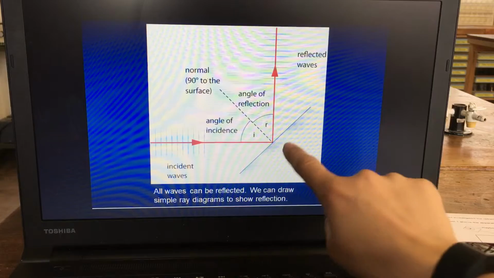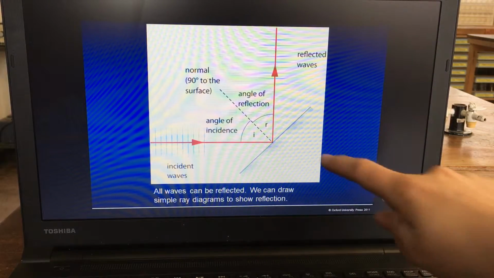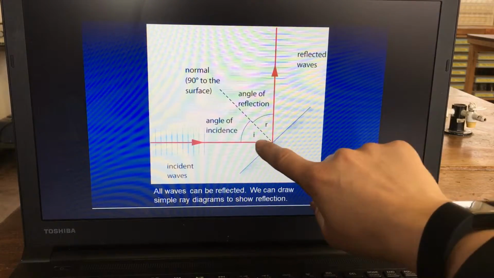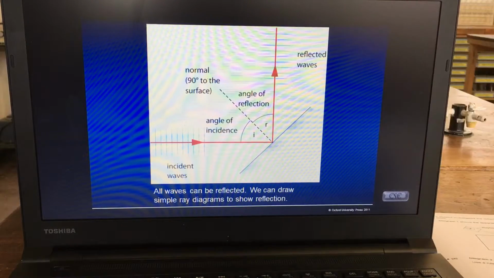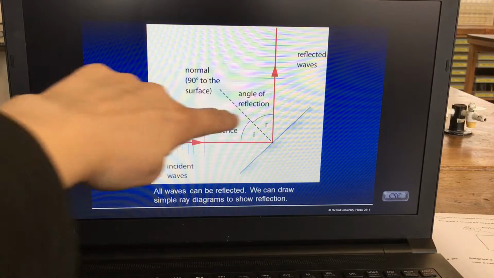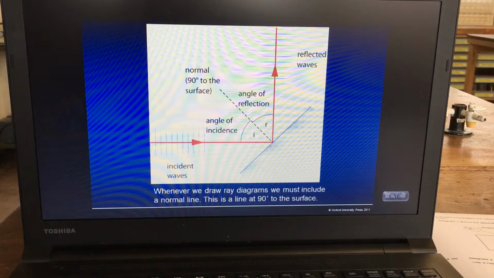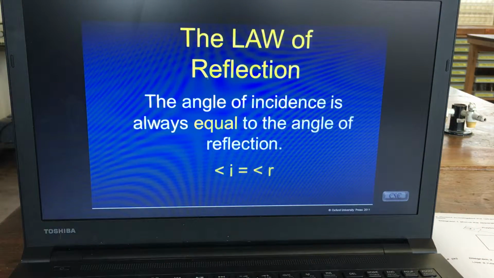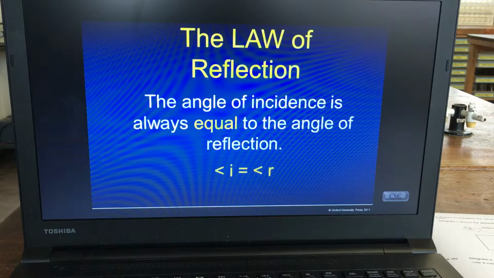The incident wave or ray is where it comes in, and the angle from where it hits the surface to the normal is called the angle of incidence. Where it comes off is called the reflected wave, and then here is the angle of reflection. Okay, there's a law you need to know, and a law means it happens all the time. So the angle of incidence is always equal to the angle of reflection. Okay, it's really important that you remember that and use it within your questions.